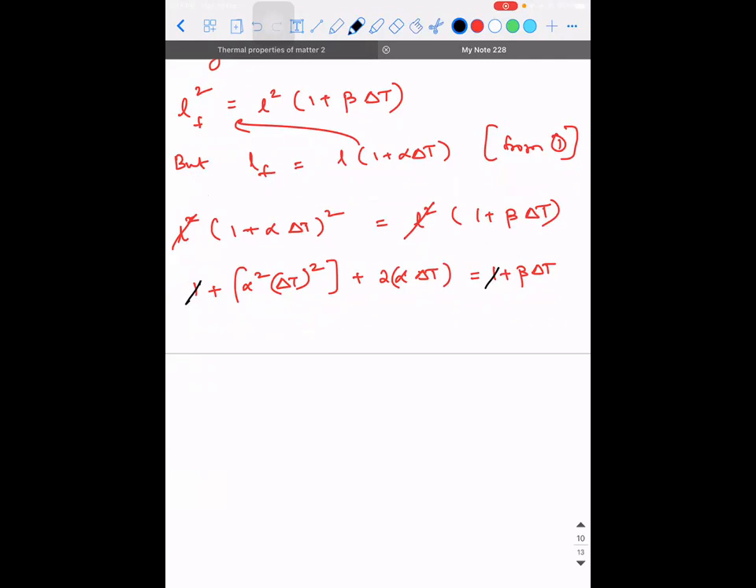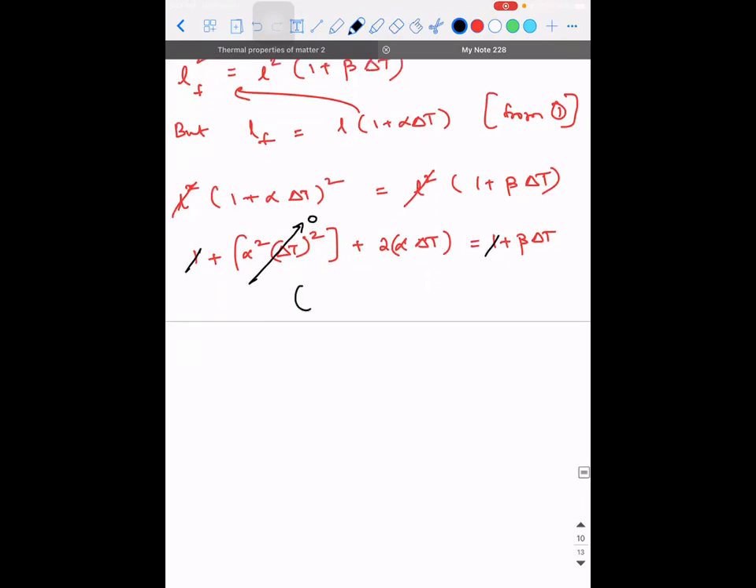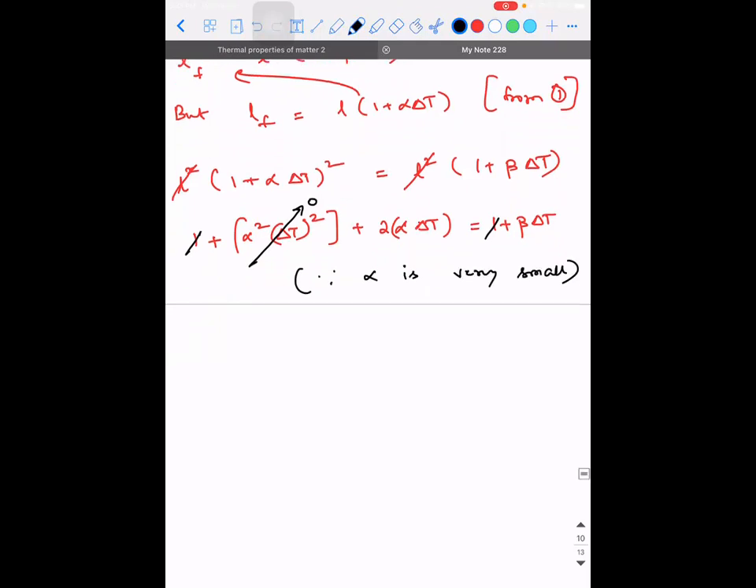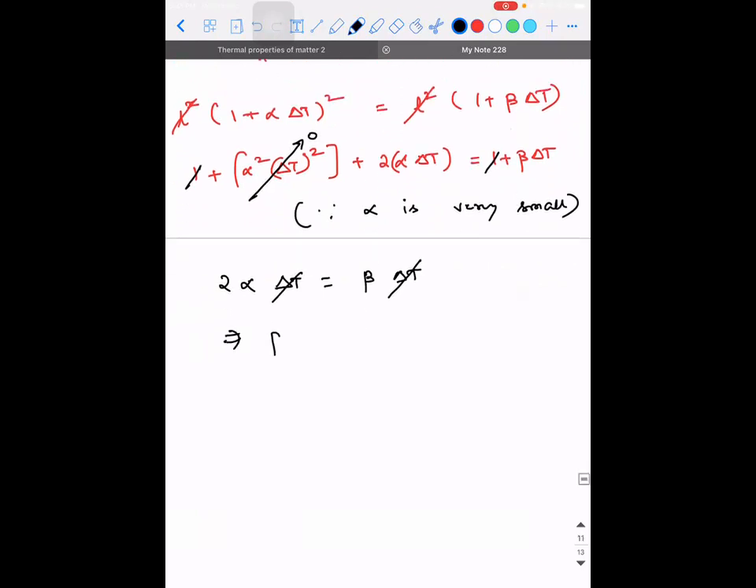So in this, I have first and the second term. Which term will become 0? First term. The first term is gone since alpha is very small. So what am I left out with? 2 times alpha into delta T is equal to beta into delta T. So delta T and delta T are gone, which implies beta will be equal to 2 times alpha, or alpha divided by beta is equal to 1:2.